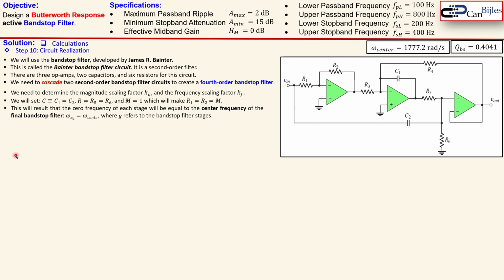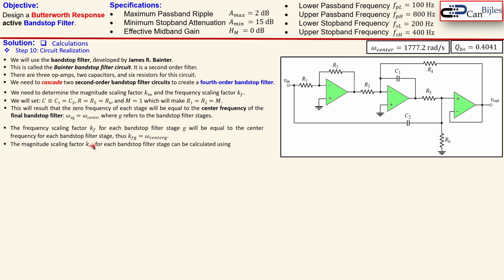Now this circuit will result in the zero frequency of each stage being equal to the center frequency. That is the characteristic of this circuit. Because you can have a Butterworth response characteristic with different circuit realizations, so it is not specifically this, but this circuit will do the job for our design. Okay, now the frequency scaling for each band stop filter stage will be equal to the center frequency. Now the magnitude scaling factor, Km, for each band stop filter stage can be calculated using this formula. So we see that is related to the capacitor for each stage.